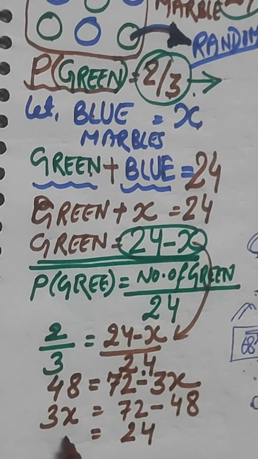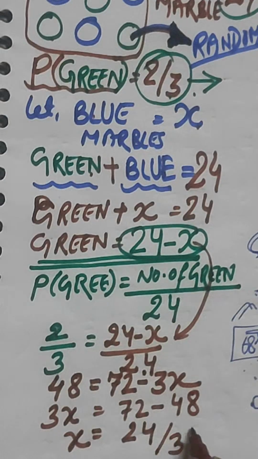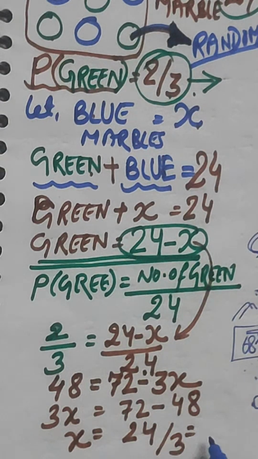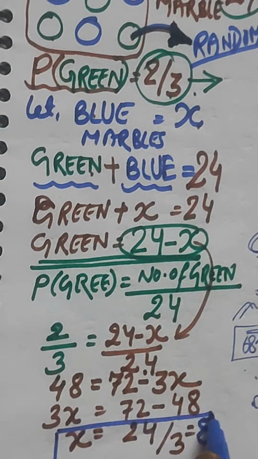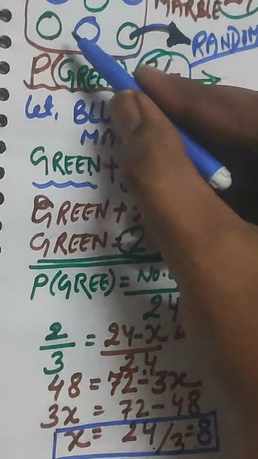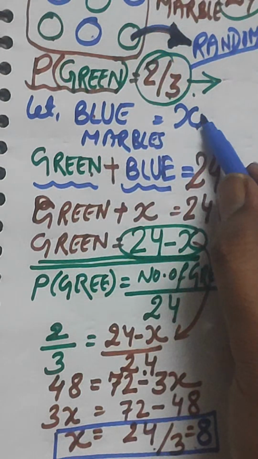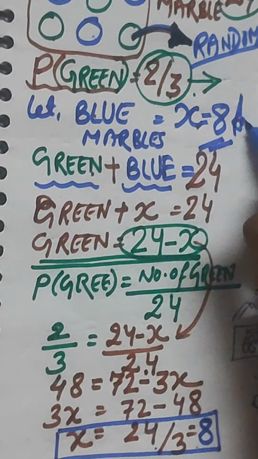So 24 by 3 is the value of x, which comes to 8. So the number of blue marbles that have been asked of us is calculated as 8. So the number of blue marbles is 8, which is our answer.